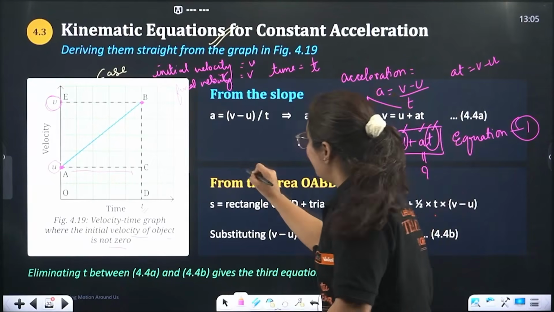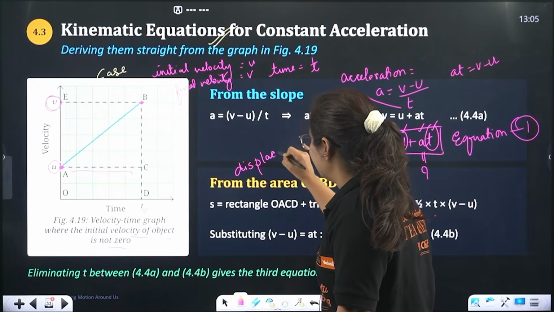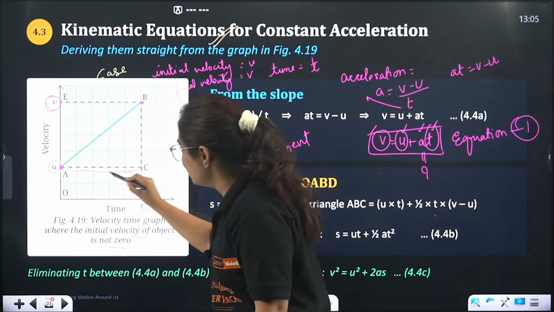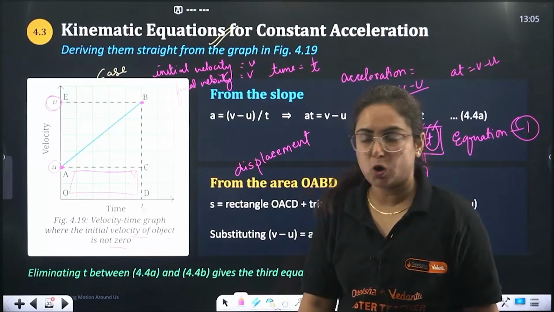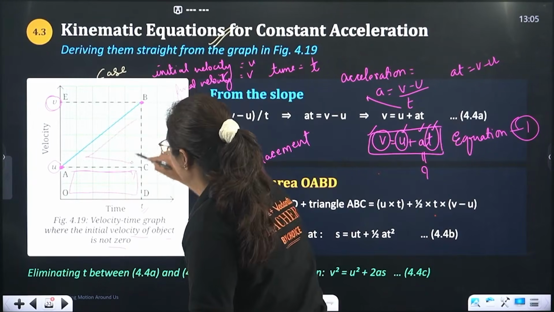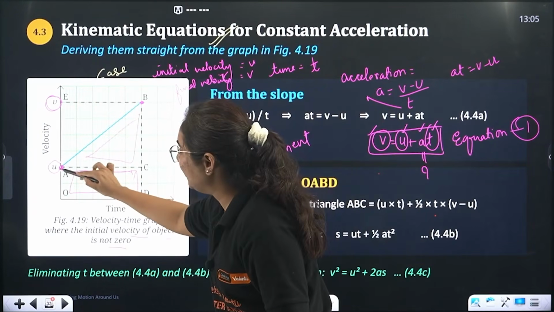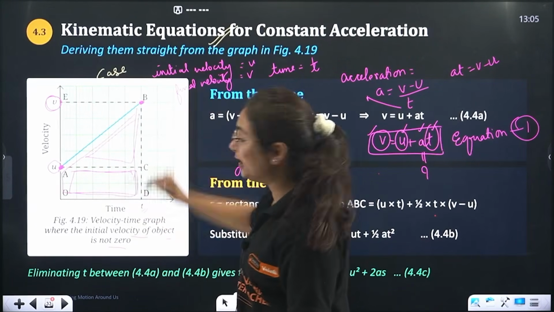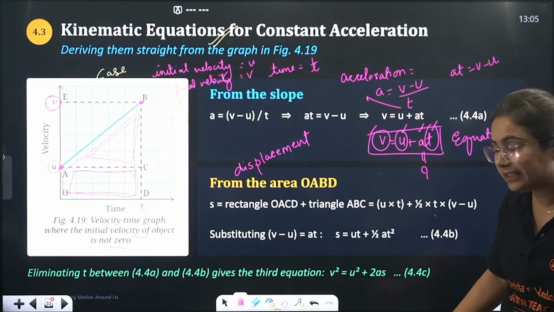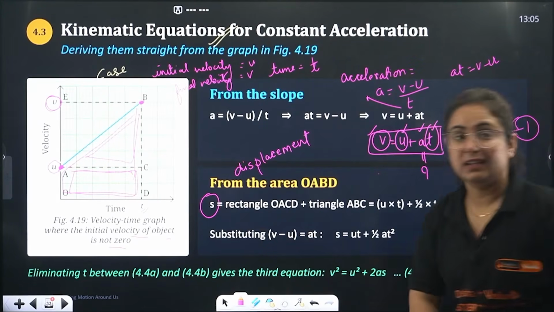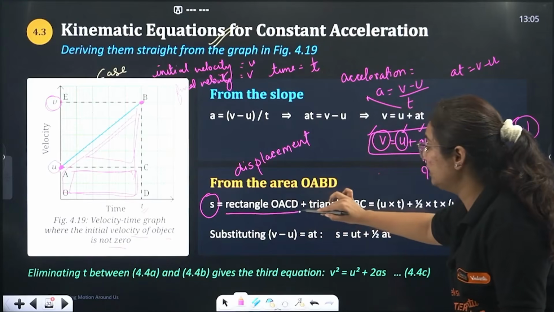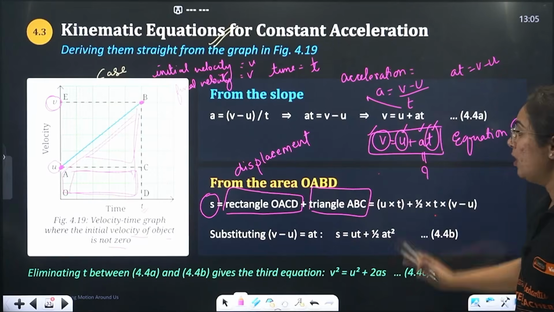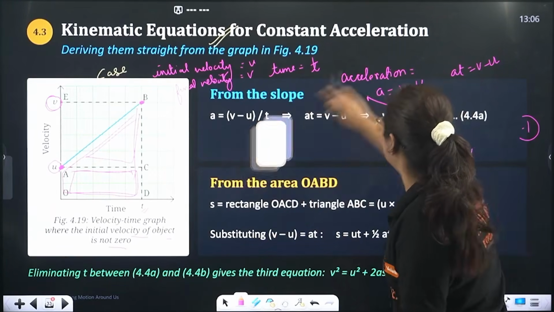In a similar way, when you are asked the displacement or the distance covered, how to answer that? So this is the actual displacement of the object, plus this triangle too, because the object started from initial velocity u and reached the point B. This is the area covered by the object, which includes the area of a triangle plus a rectangle. So here s, that is displacement, will be equal to the area of the rectangle OECD plus the area of the triangle ABC. Now please calculate this very nicely, beta.